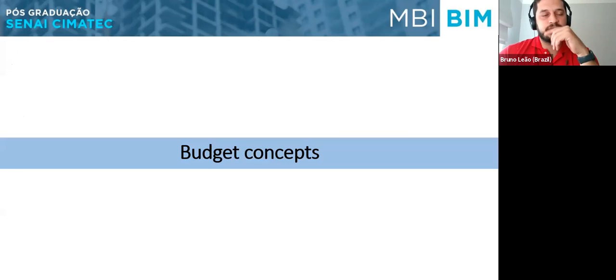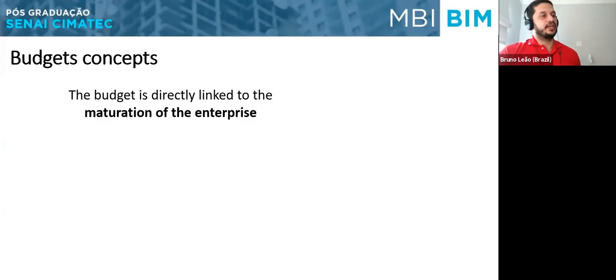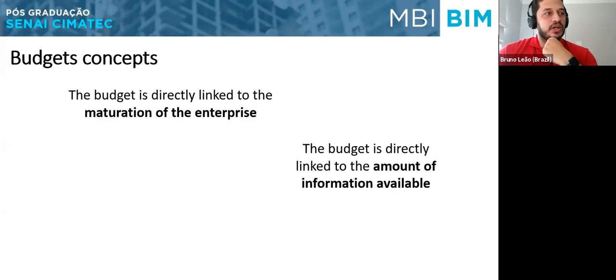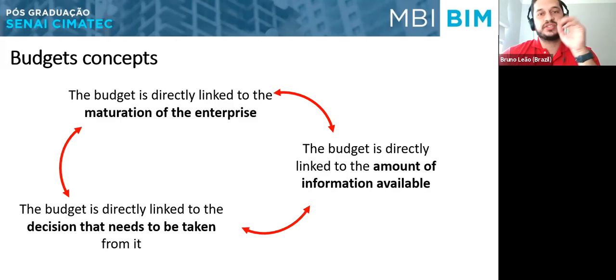So first of all, the budget concepts. We all know that budget is directly linked to the maturation of the enterprise. The budget is directly linked to the amount of information which is available. The budget is directly linked to the decision that needs to be taken from it. So these three points define what kind of budget we will have for our enterprise.